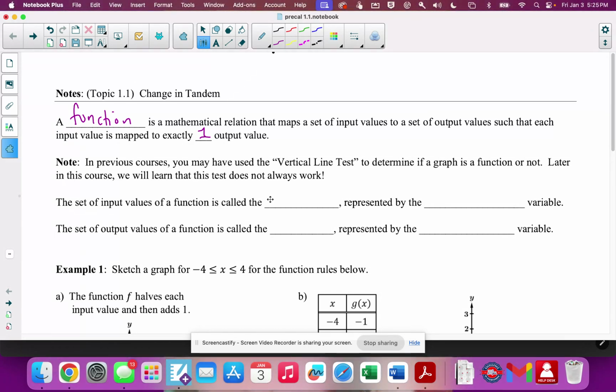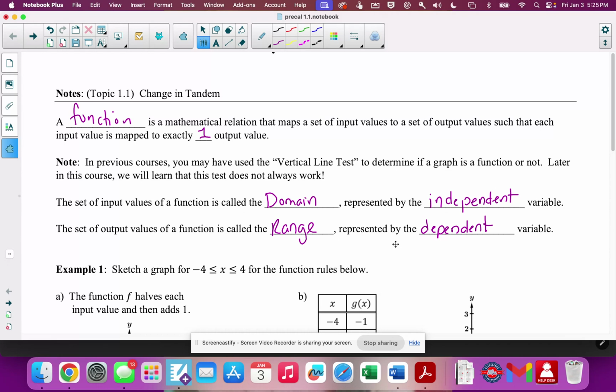So the set of input values is always called the domain. And we'll talk more about this as we go on. The domain is also the x, but very specifically, the x is the independent variable. Okay, and then the set of output values is the range, and that is the dependent variable, or the y. Okay, it's going to be very, very specific in this course.